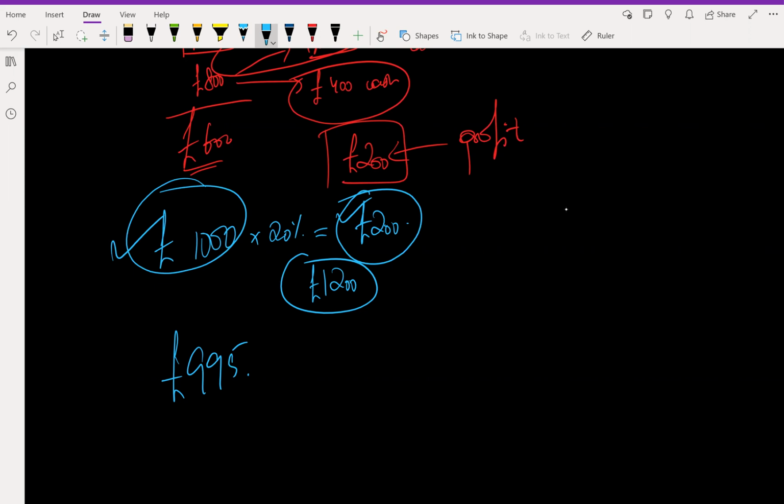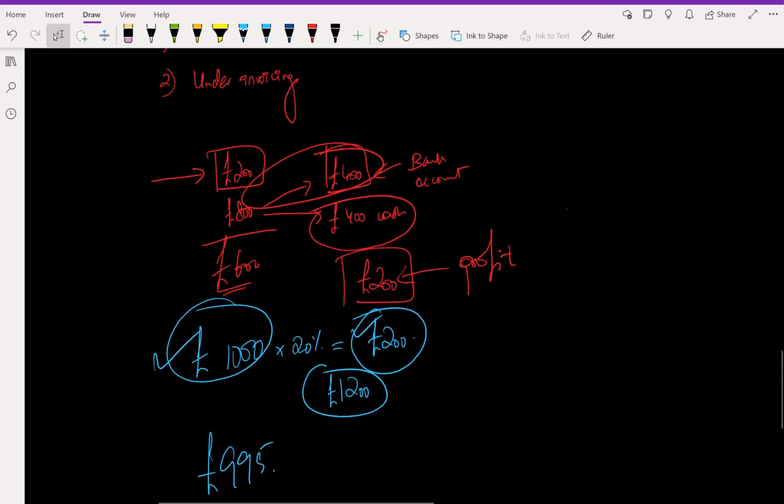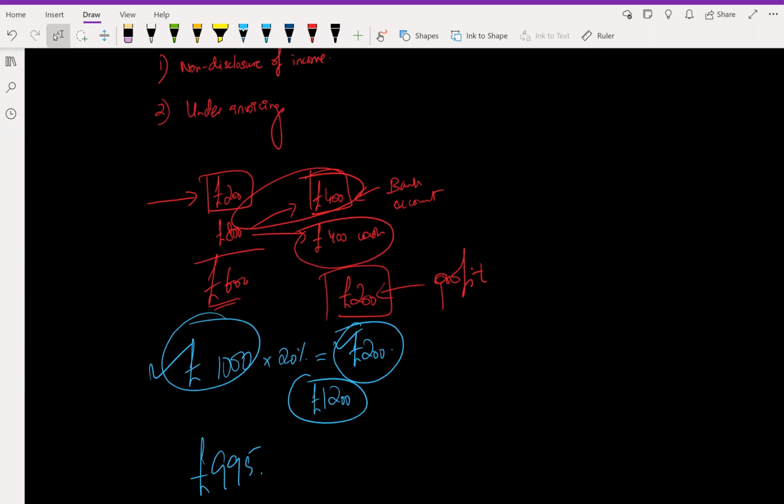All right. Now, okay, copy this example down first, and then I'm going to talk about tax avoidance. There's another example, a very good example in tax avoidance.